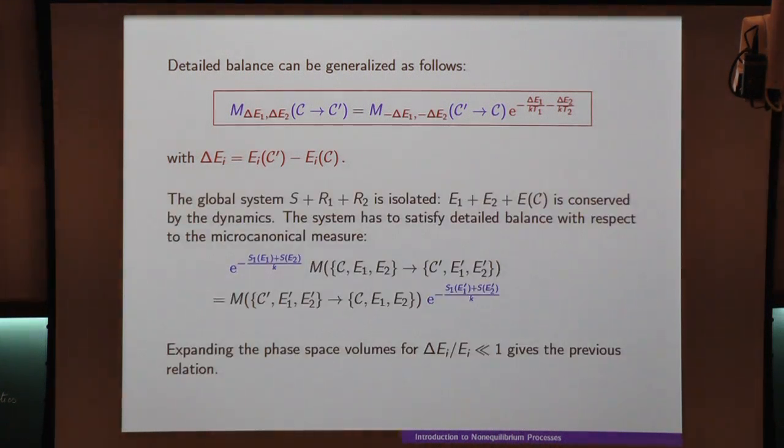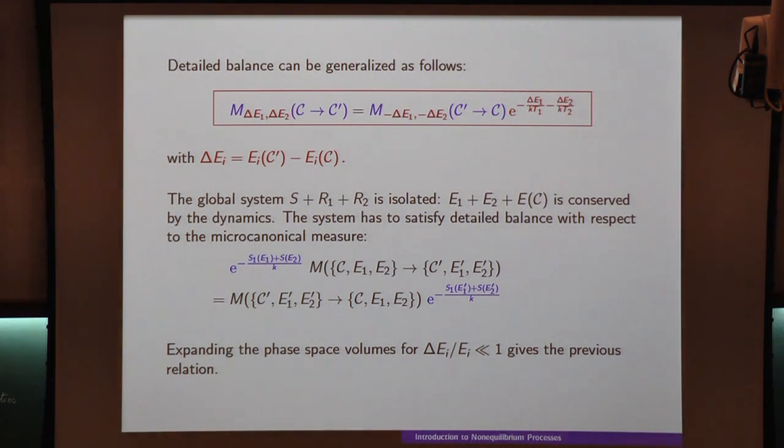Well, again, the same trick. If we consider now the global system plus reservoirs, then we have an isolated system which is governed by Hamiltonian time reversible dynamics. So the global system has no choice. It has to satisfy detailed balance. No choice. Globally, the thing is time reversal invariant.